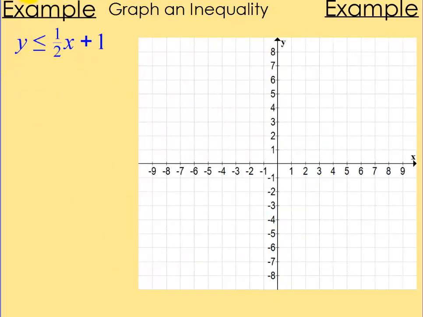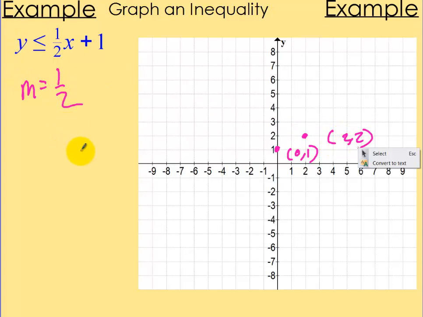Alright, pause the video. Okay, so it's going to be a 1 right here, and I will label that 0, 1. And then your slope m is 1/2, so I go up 1 over 2. Another dot right there, and that's at 2, 2.